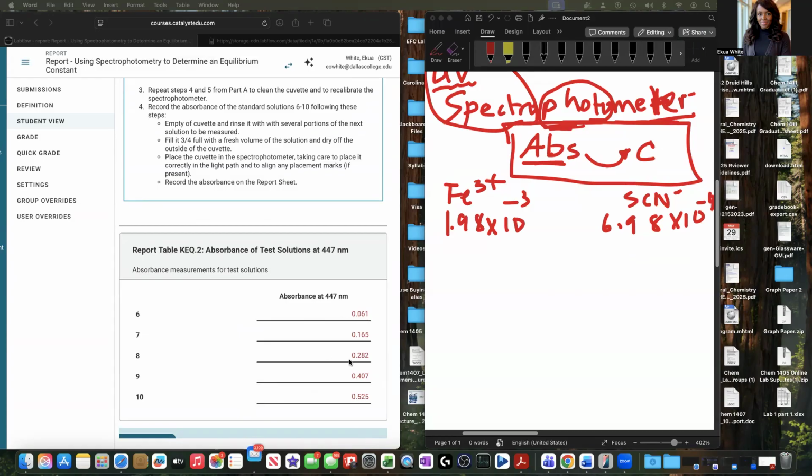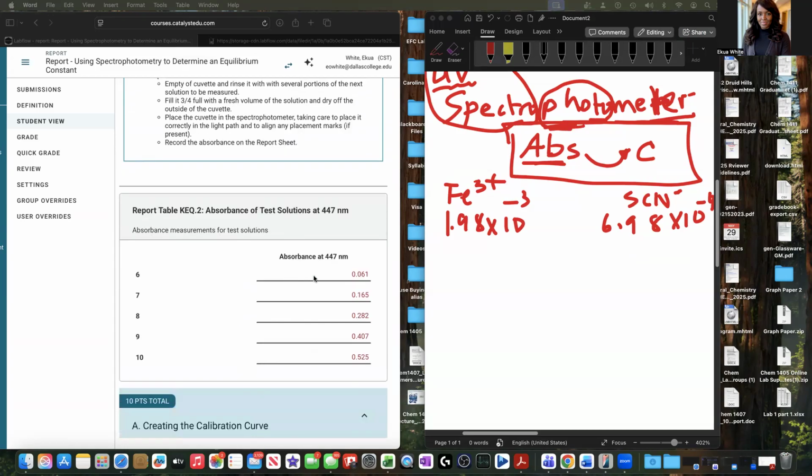So we have, not concentration, absorbance measurements for test solutions. Okay. So remember, in both cases, we're measuring only the product. 0.061, 0.165, 0.282, 0.407, 0.525. Okay. And this is for run 6.